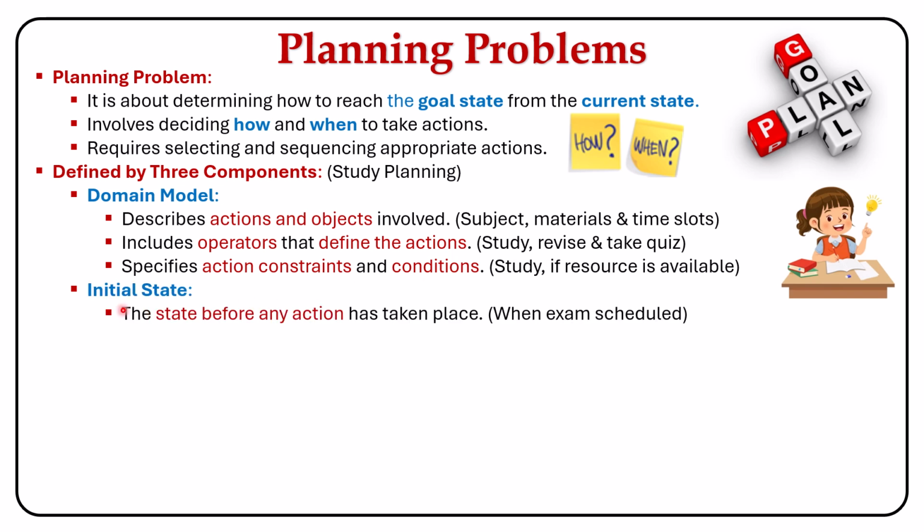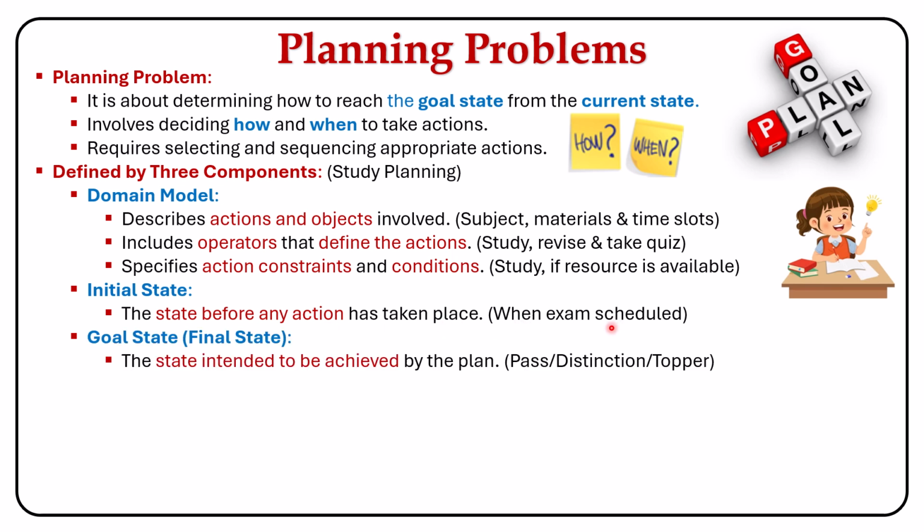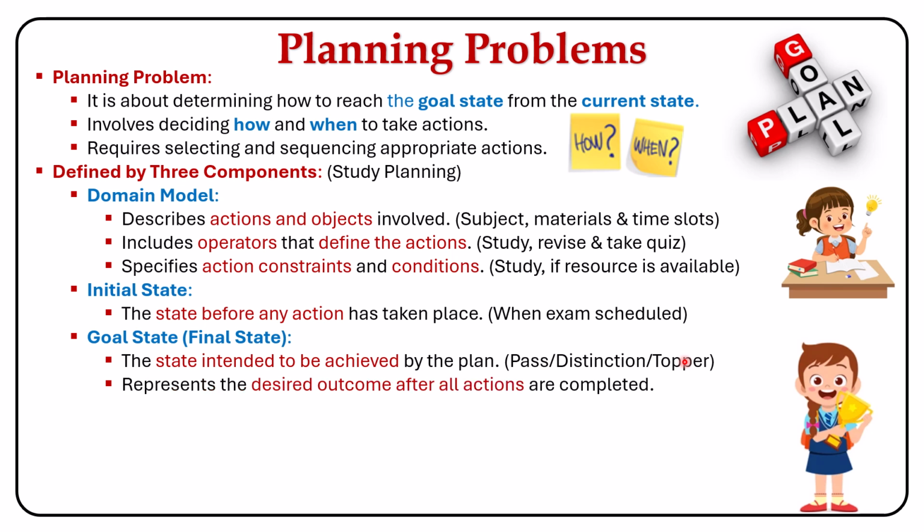The next component is the initial state. The state before any action has taken place. That is when an exam has been scheduled. The third component is the goal state. So this state is mainly intended to be achieved by the plan. For example, either I'm planning to get the pass mark or distinction, or I want to become a topper in the class. It also represents the desired outcome after all actions are completed.